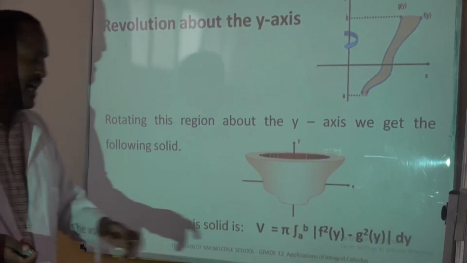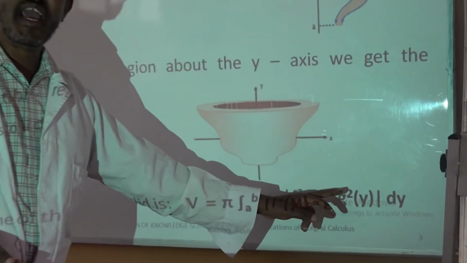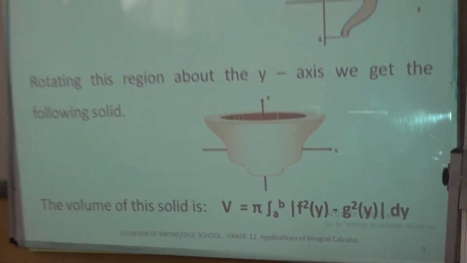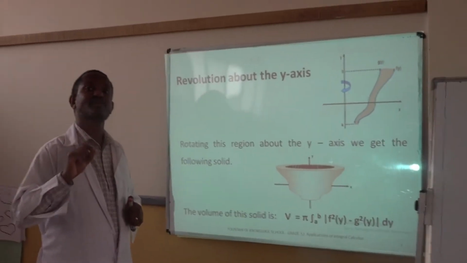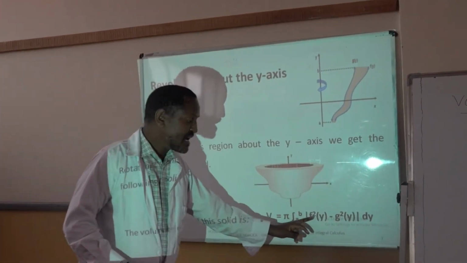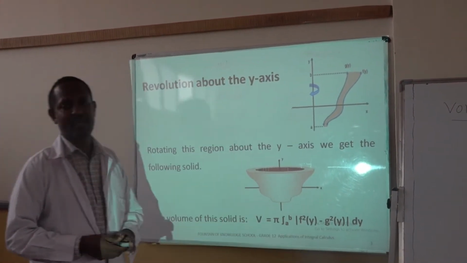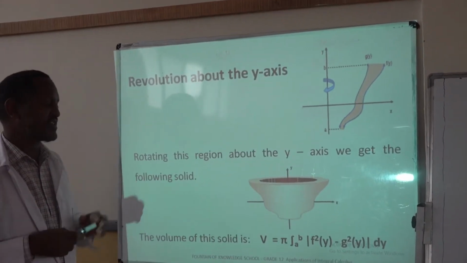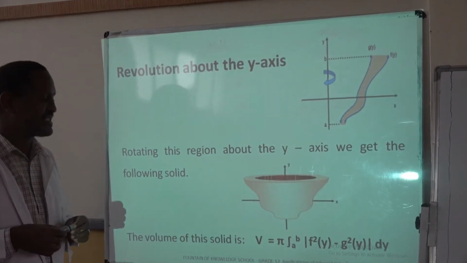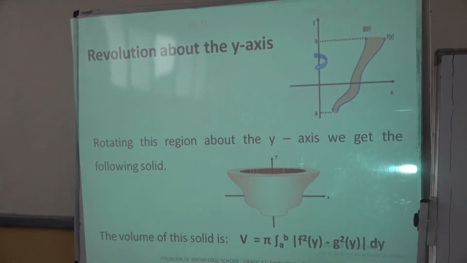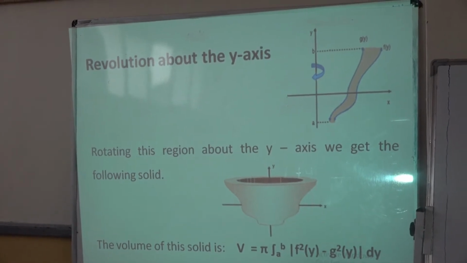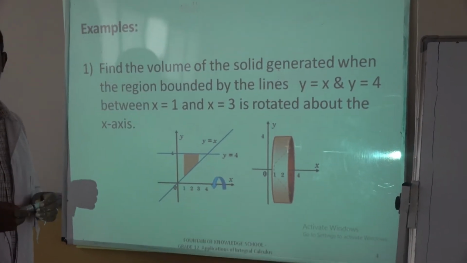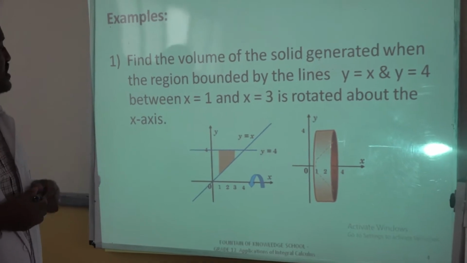In the previous formula, we have f of x the whole square and g of x the whole square. That means in revolution about the x-axis, you are expected to express y in terms of x. But here it says f square y minus g square y. That means you are expected to express x in terms of y. So this is the difference between revolution about the x-axis and volume of revolution about the y-axis. Now let us see two examples. One about revolution about the x-axis and the other revolution about the y-axis.